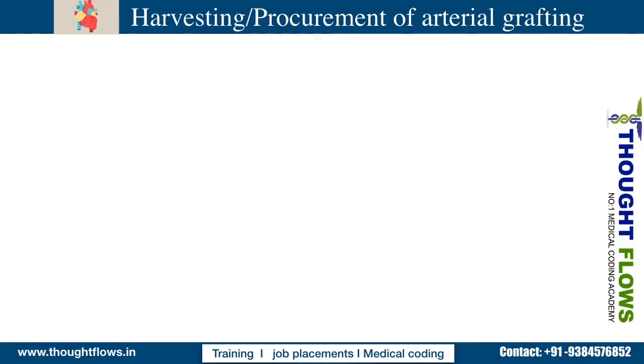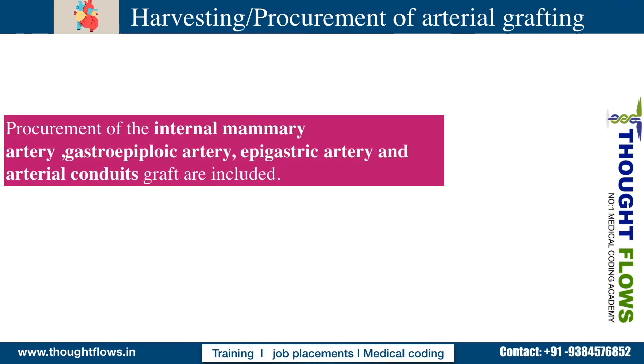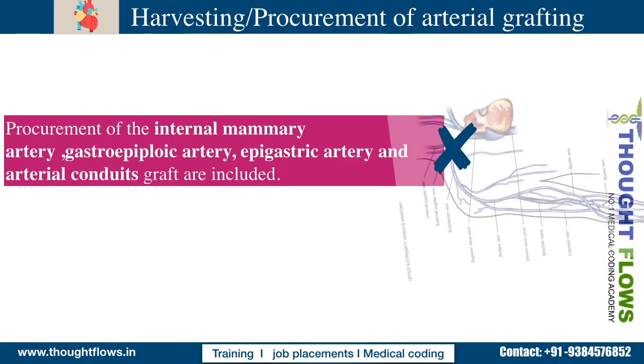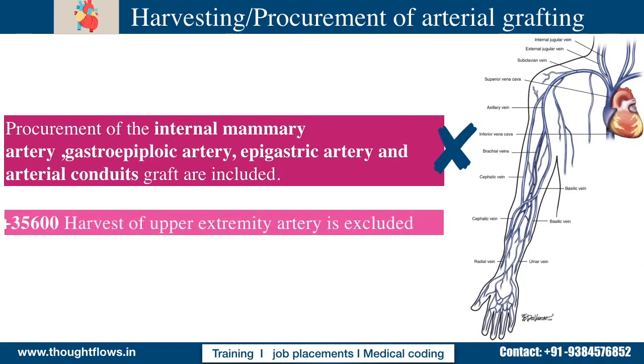Then, coming to the harvesting of arterial grafts, the procurement of internal mammary artery, gastroepiploic artery, epigastric artery, and arterial conduits are included and not coded separately. But the harvesting of upper extremity artery only should be coded separately with the add-on code 35600.